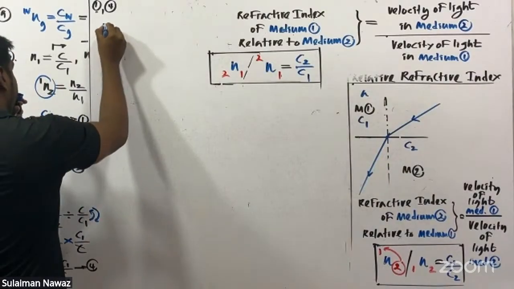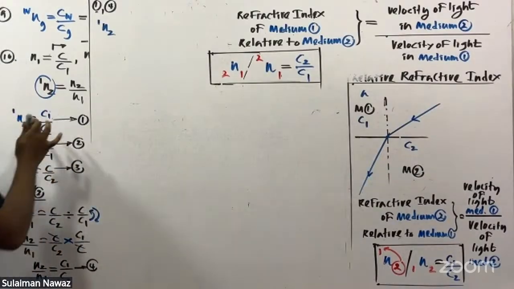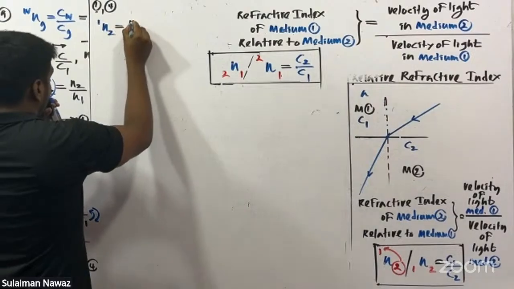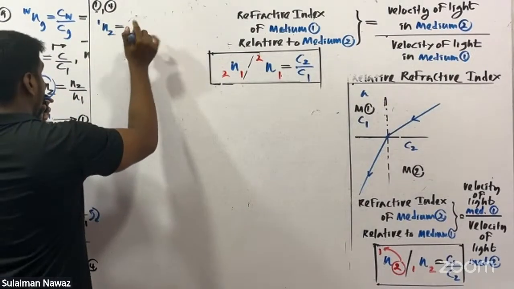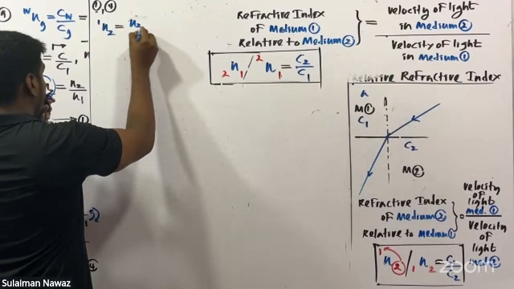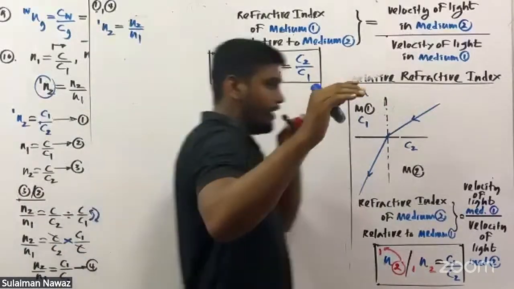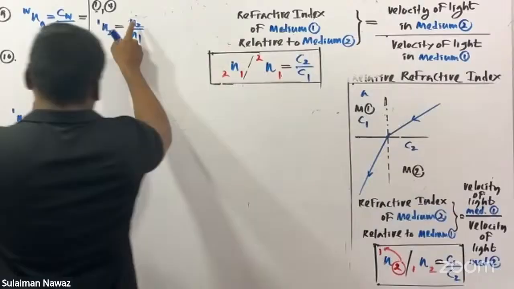The refractive index of medium 2 relative to medium 1 is going to be equal to what? C1 over C2. C1 over C2 means what? N2 over N1. N2 over N1. Learn this result by heart. Very important. Highlight this. After writing this, highlight this result.